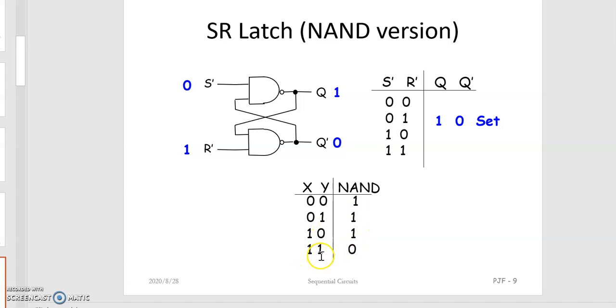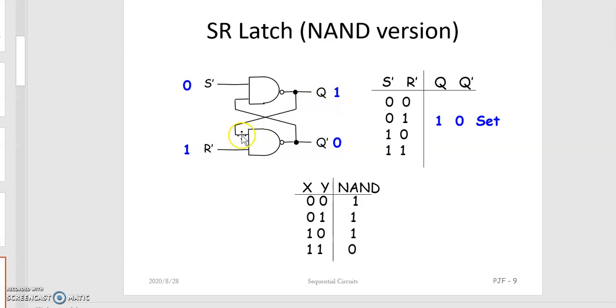So if both the inputs are equal to 1, the output is equal to 0. First we'll see what happens to the circuit if S dash is equal to 0 and R dash is equal to 1. We know that if any one of the inputs is 0, there is no need to check the other inputs. Directly we can say that the output value is equal to 1. So within these two inputs, the first one, S dash, is equal to 0, so the Q value must be equal to 1, because if the input is 0, the output value is equal to 1.